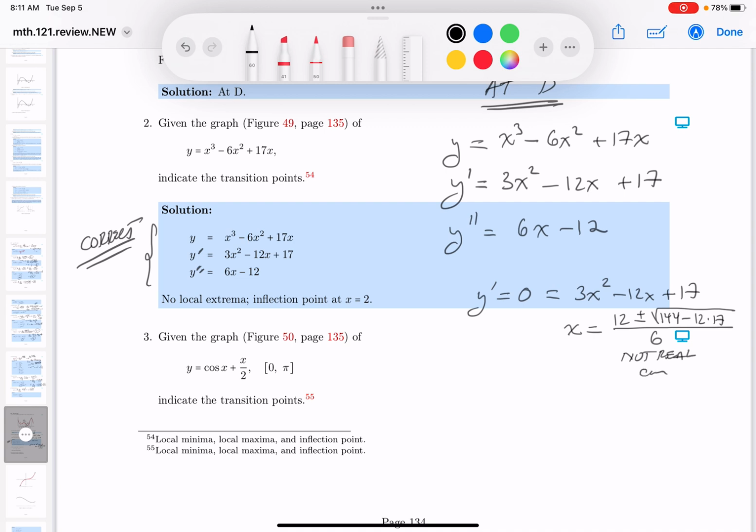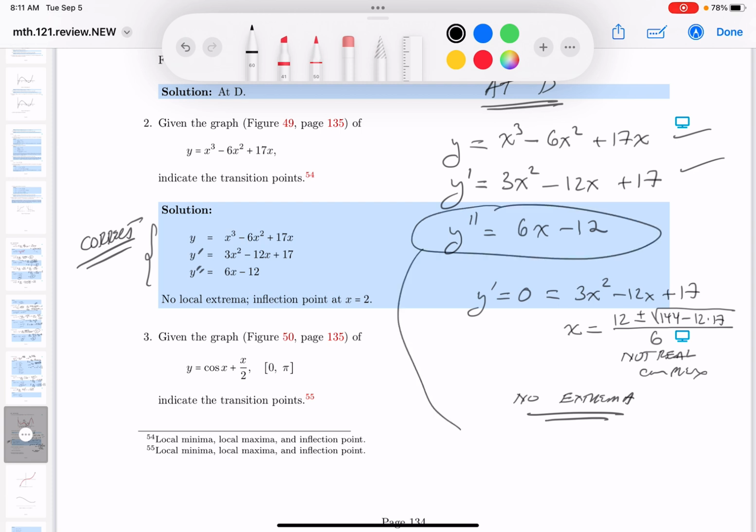It's complex. So I'm going to say there's no place where it's changing its sign. All right, so I'm not going to worry about that. So I'm going to say there's no extrema. I can't indicate that.